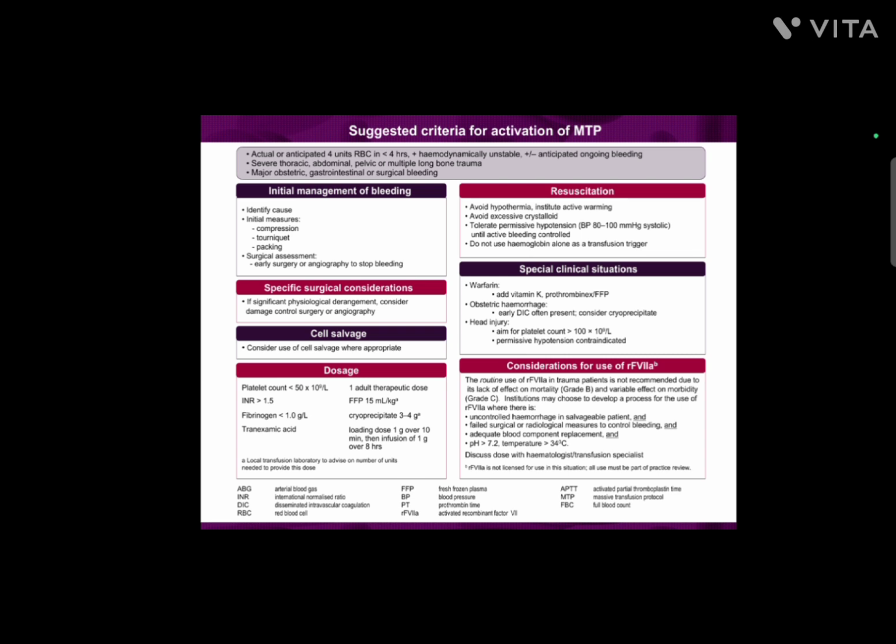We don't use recombinant factor 7A here, but I don't know whether they are using it outside India. In cases like trauma, only then will we consider it. If it is considered, then we can consider it in cases of uncontrolled hemorrhage in salvageable patients, and also for patients who have undergone failed radiological measures to control the bleeding, with adequate blood component replacement.